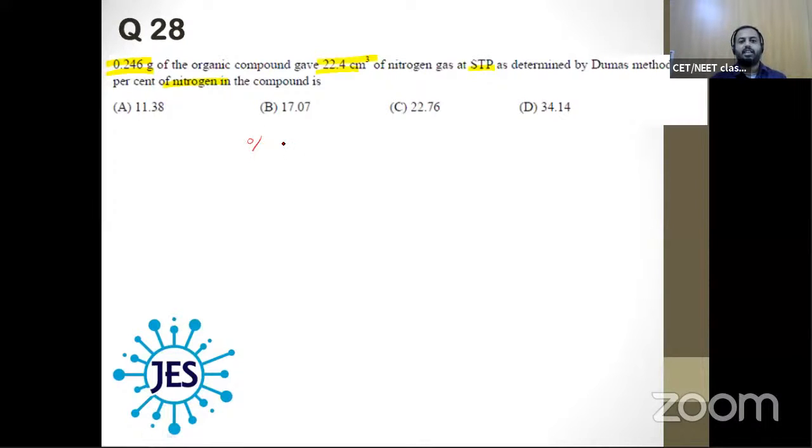Percentage of nitrogen is nothing but mass of nitrogen over mass of organic compound, into 100. That's all. The mass of organic compound we know: 0.246. Now what we need to find is the mass of nitrogen. How? You can use the mole concept. See this: 22,400 centimeter cube will have a mass of 28 grams of nitrogen gas.